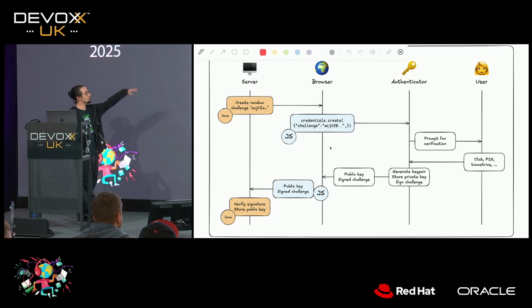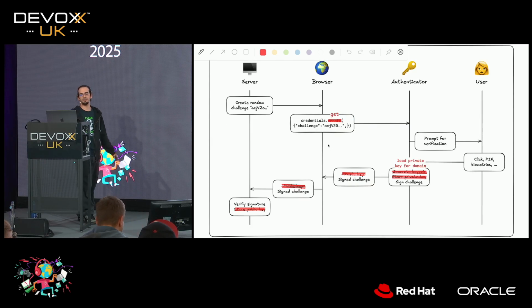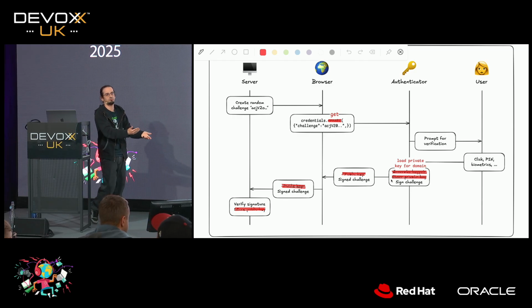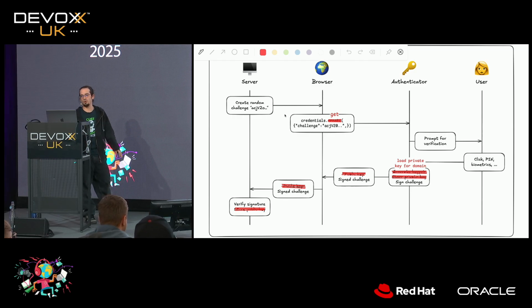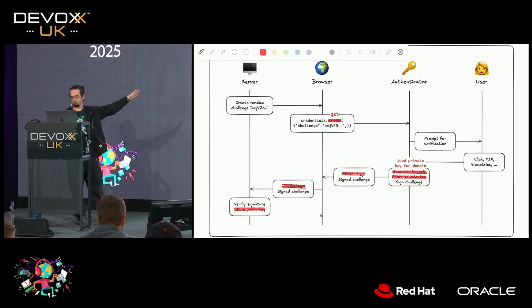Okay, so that's the registration. The authentication phase is exactly the same thing, but instead of calling credentials.create, we call credentials.get. Instead of generating a private key, we load the private key for the domain and do the signature, and we only pass the signature to the server so they can check it. But exactly the same interactions. We call some JavaScript function here, and then we send the return value to the server, who can then verify this. Cool? So far, so good? No questions?